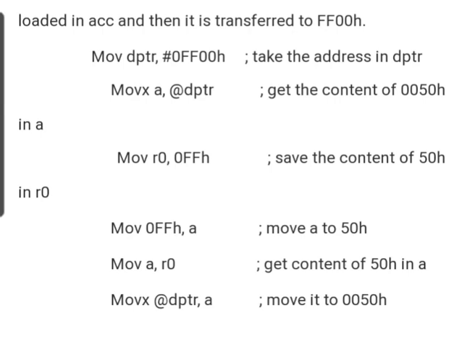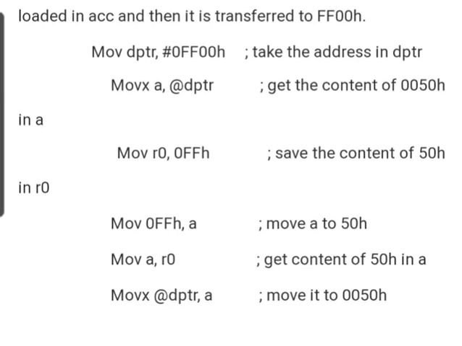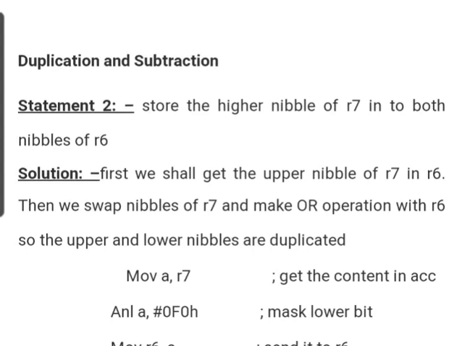Then the next step is we have to get the content of 0050H in A, because in DPTR the content of 0FF0H, then save the contents of 50H, then move to 50H. So this is the simple program of transfer.